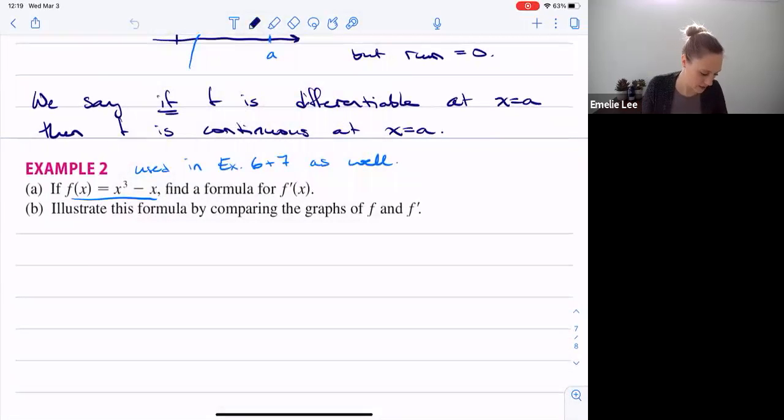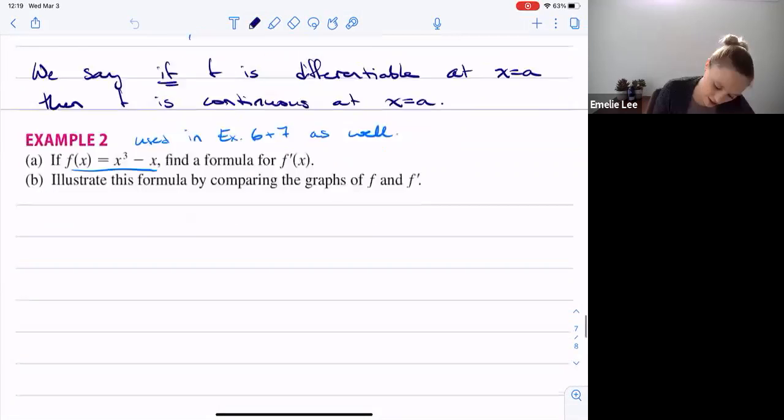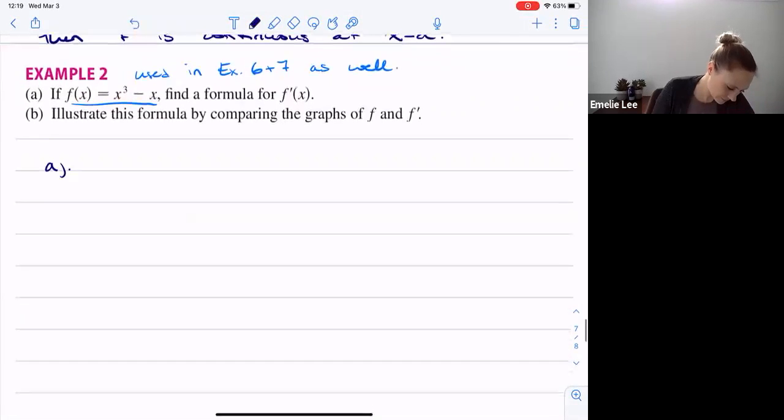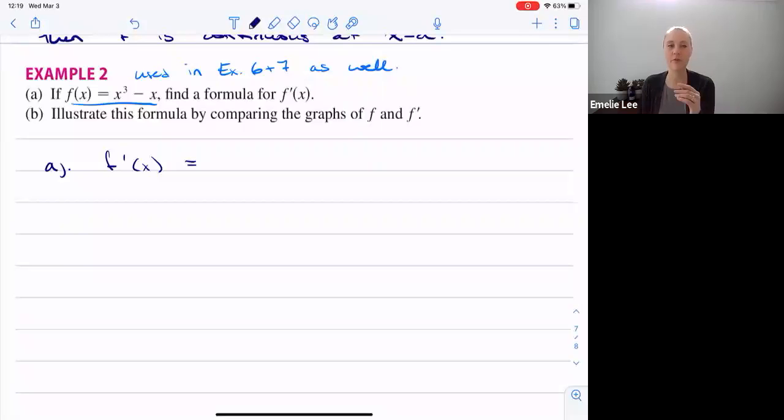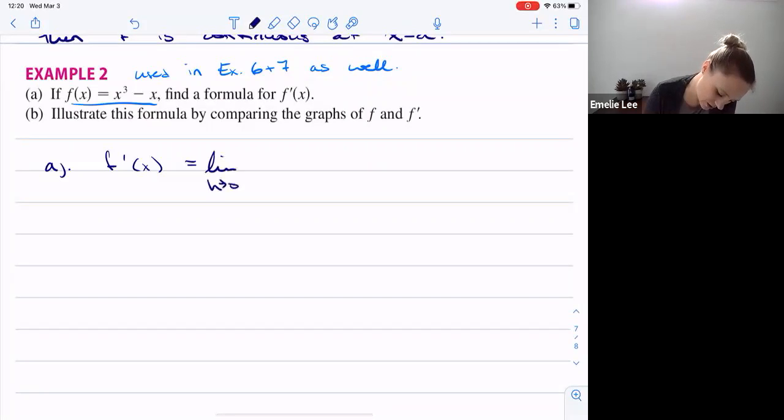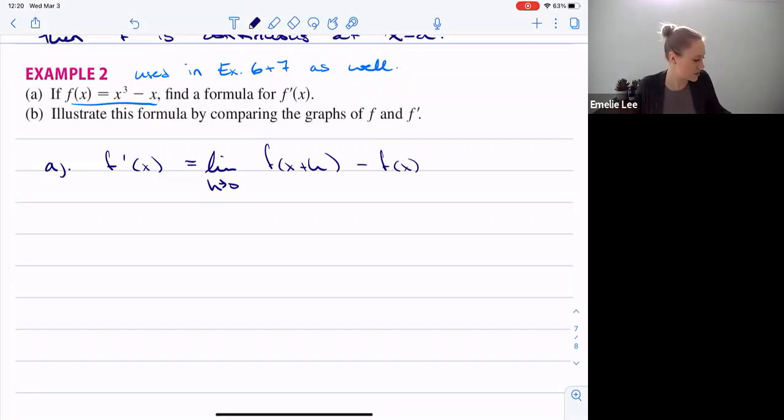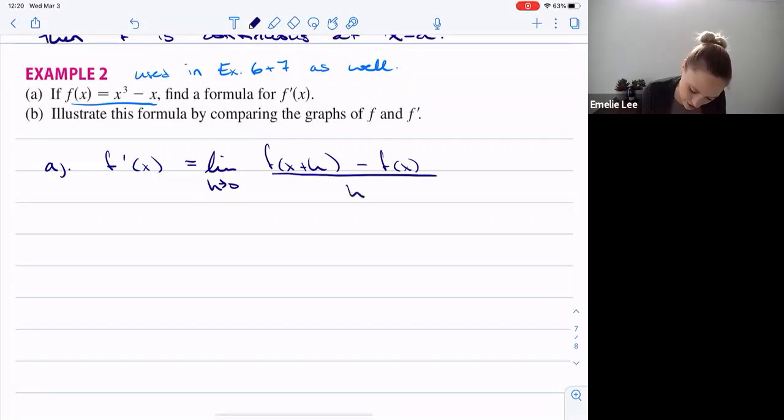So for A, we want to find f prime of x. Well, here we're going to use the limit definition of the derivative, which is the only thing we have so far. So then I'm going to find the limit as h goes to 0 of f of x plus h minus f of x over h.